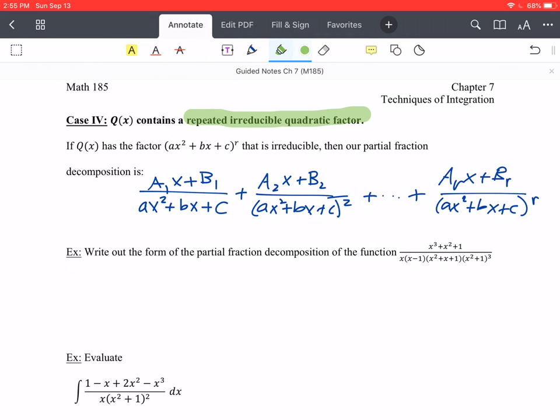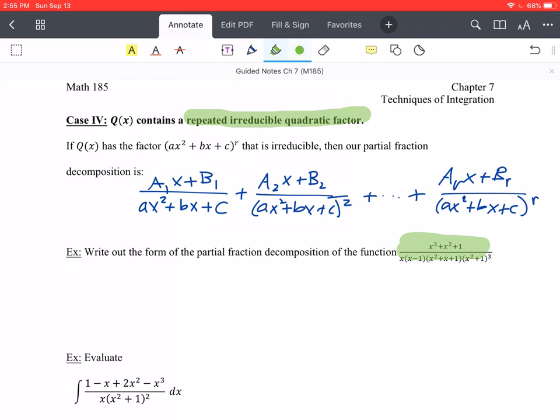So same idea as with repeated linear factors, where you are basically counting up. So you get the first power, second power, third, fourth, etc., up to the rth power, whatever that may be. Okay? The only difference, of course, is that because they're quadratic, we have to take the ax plus b in the numerator. Okay? So first off, before we do a full integration example, because these can get pretty unruly when you're dealing with lots of different factors in the denominator, particularly repeated.